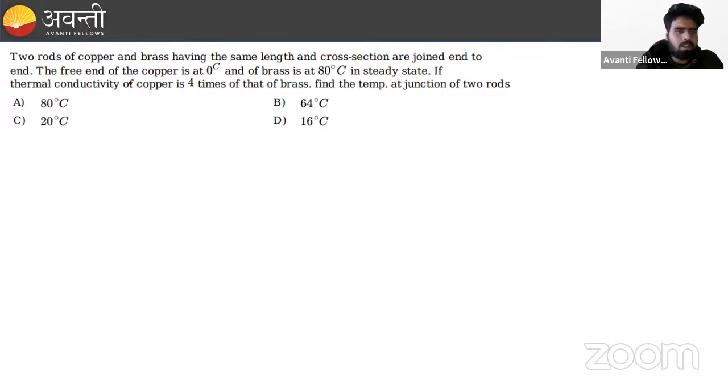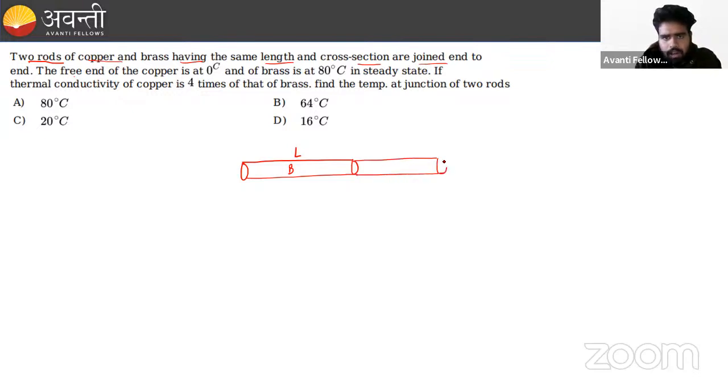The next problem, first we have to read the problem. Two rods of copper and brass having the same length and cross-sectional area are joined end to end. So one is the copper rod, another is the brass rod. Consider the two rods having the same cross-sectional area and the same length L. It is given that the free end of copper is at 0 degrees Celsius and brass is at 80 degrees Celsius.